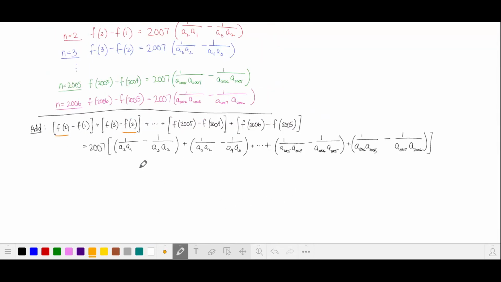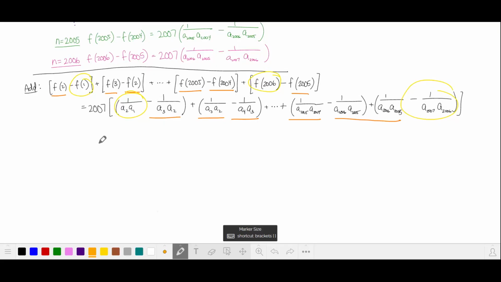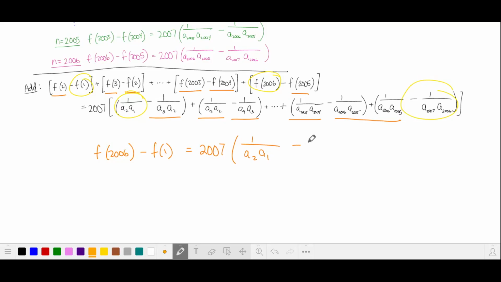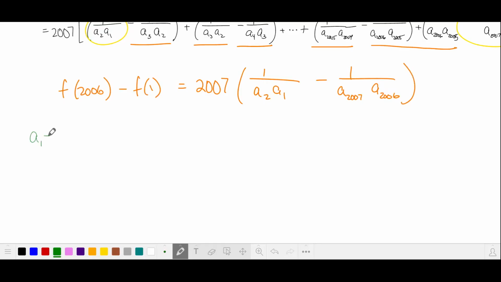Here's f of 2 and minus f of 2. This f of 3 is going to cancel with the next term. These two 2005s cancel. This 2004 will cancel with the previous term. So what remains on the left-hand side is f of 2006 minus f of 1. And on the right-hand side, we have these two fractions, a2, a1, and a 2007, 2006. The problem statement gives us a1 and a2. They're both 3. Recall that f of n is the ratio of two consecutive terms plus its reciprocal. So we can find f of 1.